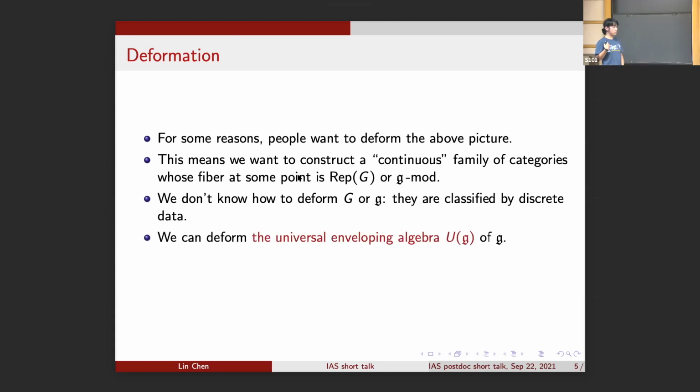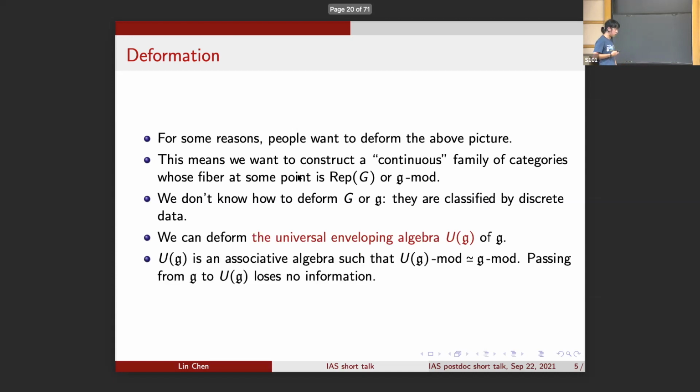However, you can deform the universal enveloping algebra U(g) of the Lie algebra g. Recall this is an associative algebra whose category of left modules is equivalent to the category of representations of the Lie algebra. Therefore, passing from the Lie algebra to the universal enveloping algebra loses no information. So now our goal is to deform this algebra.